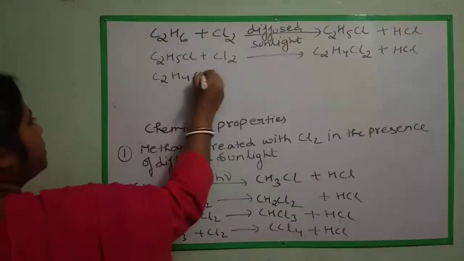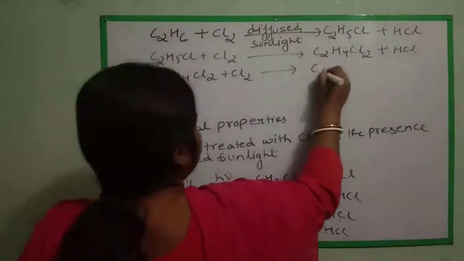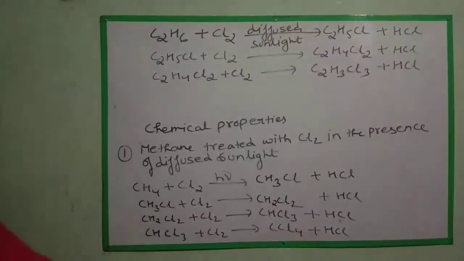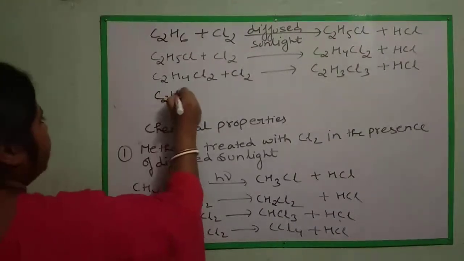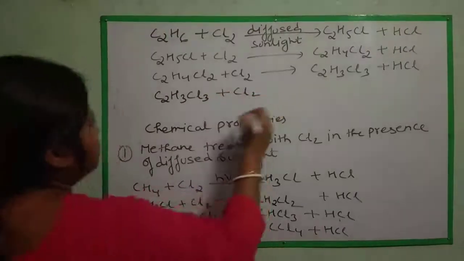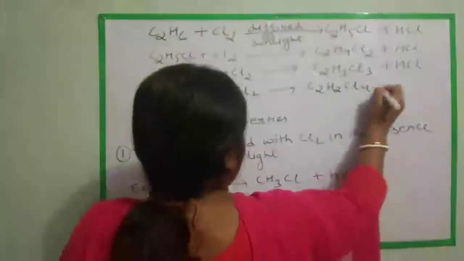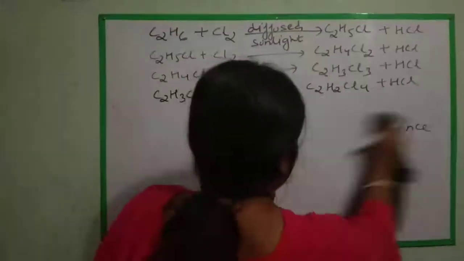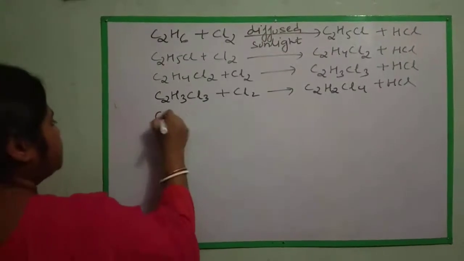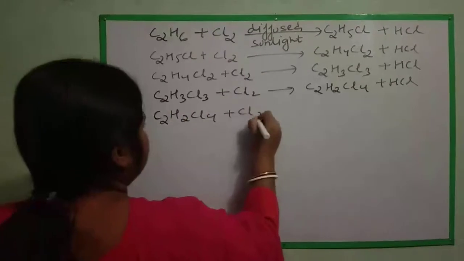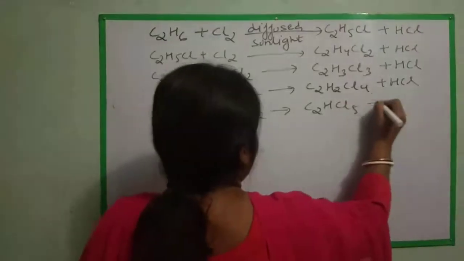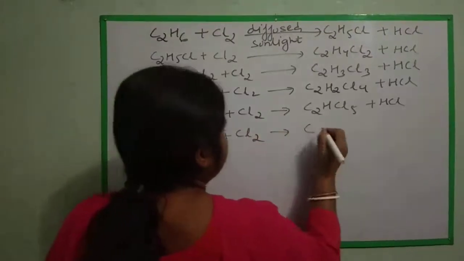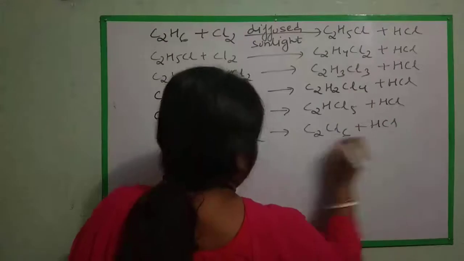This C2H4Cl2 combines with the chlorine to form C2H3Cl3 plus HCl. Then again this C2H3Cl3 combines with the chlorine to form C2H2Cl4 plus HCl. Then C2H2Cl4 combines with the chlorine to form C2HCl5 plus HCl. C2HCl5 combines with the chlorine to form C2Cl6 plus HCl. This is the end product of the reaction.